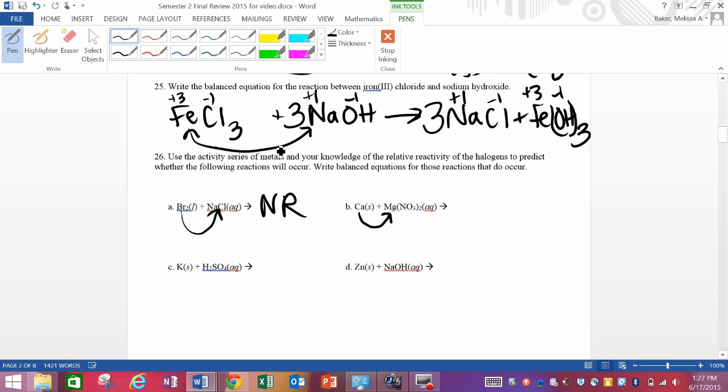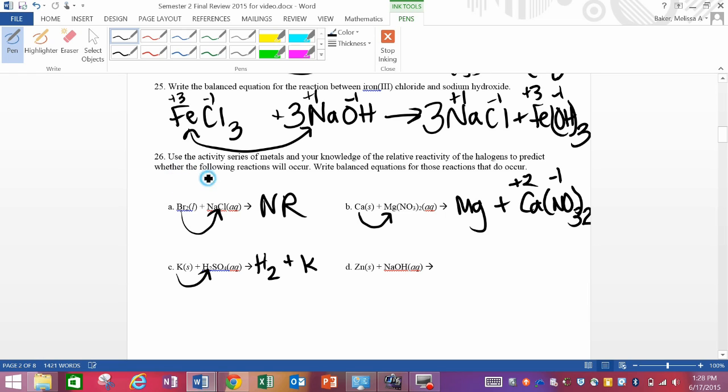This one though, calcium is higher up on the list than magnesium, so magnesium's kicked to the curb, it's all by itself. And now Ca, which also has a +2 charge, is with the NO3. So this becomes Ca(NO3)2. Now this is already balanced, so we're good on that one. Now letter C, K is more powerful than hydrogen. You can check your list. So this makes H2 plus, K's got a +1, SO4 is a -2, so this makes K2SO4, which means we're not balanced. We need a 2 out front.